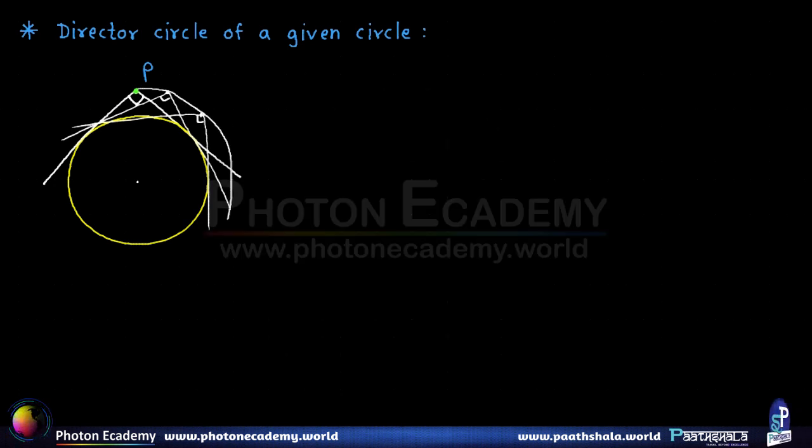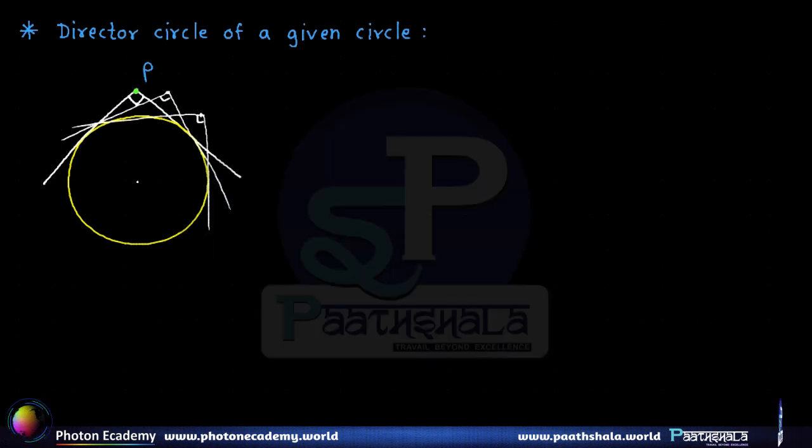So therefore that will form basically a circle outside the given circle, and that circle is called the director circle. Now we have to find an equation for that, and what is a special property of a director circle with respect to a given circle.